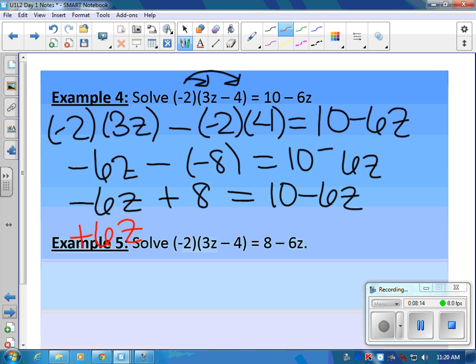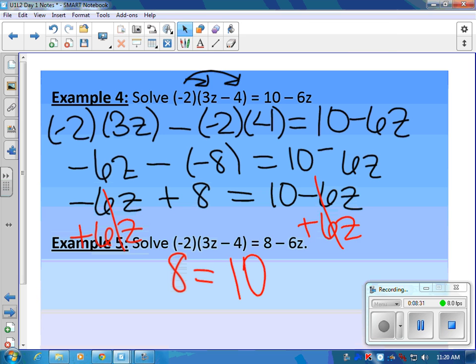What's negative 6z plus 6z? 0. 0 plus 8 is 8. Negative 6z plus 6z again is 0. Does 8 equal 10? What does this mean for my equation?